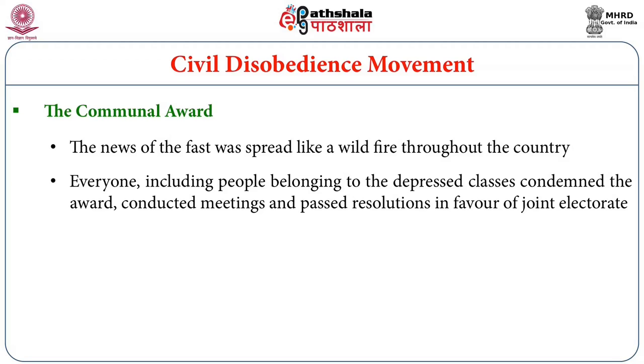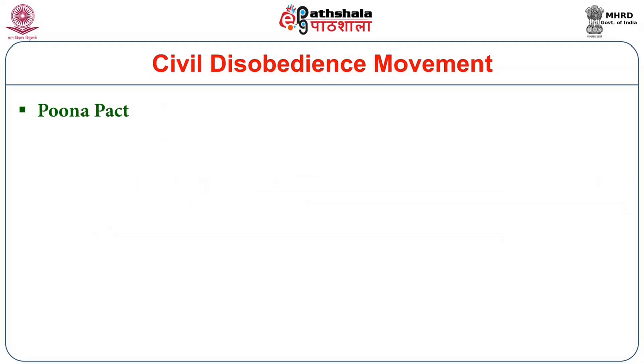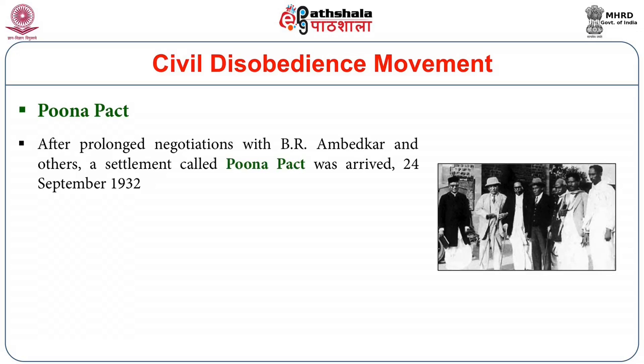Everyone, including people belonging to the depressed classes, condemned the award, conducted meetings and passed resolutions in favor of the joint electorate. Gandhiji's fast against the award evoked great excitement in every place of the country. As a result, one more development was the Pune Pact. After prolonged negotiations with B.R. Ambedkar and others, a settlement called the Pune Pact was arrived at on 24th September 1932 to suspend this type of division among the Hindus.